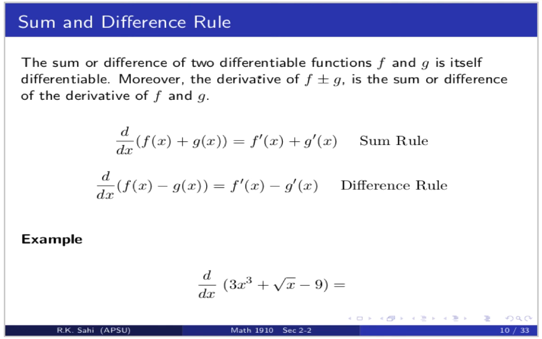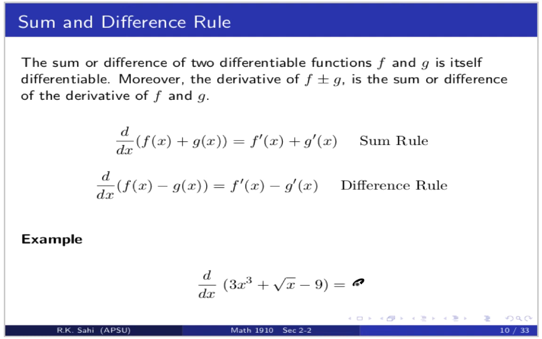The sum or difference of two differentiable functions is itself differentiable. In other words, if I'm taking the differential of f(x) plus g(x), it is the same as taking the individual differentials, then adding them. Or if there's a negative sign, the differential of f(x) minus g(x), I take their individual differentials and put a minus. So let's look at this one. Differential of 3x cubed plus square root of x minus 9.